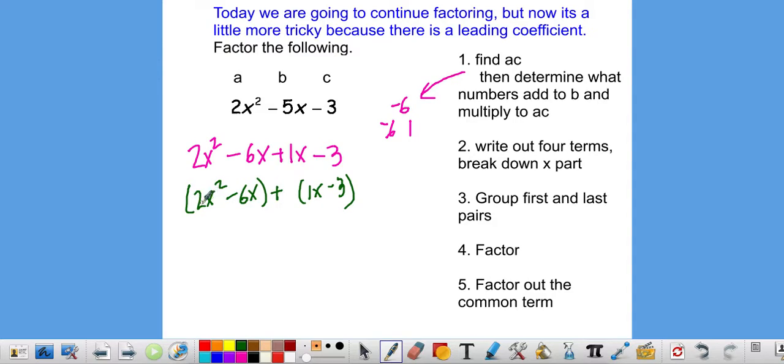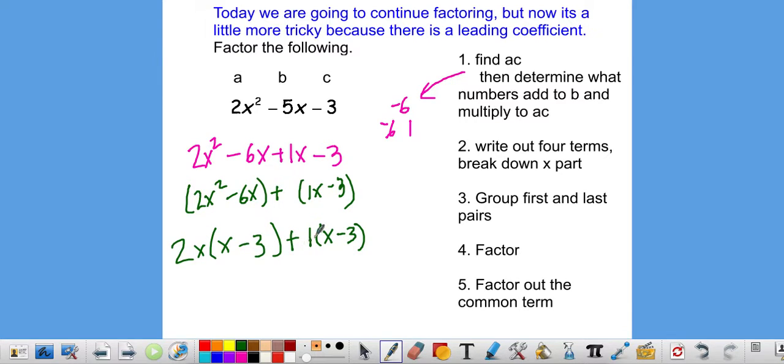So what can I factor out of 2x squared minus 6x? Well, I can take out a 2, and I can also take out an x. On the inside, then I'm left with x minus 3. If I'm looking here, I can't factor any of this out, but I can factor a 1 out. So if you can't factor anything, just factor out a 1. You don't need to write the 1, but I think it's helpful just to know what I have going on.